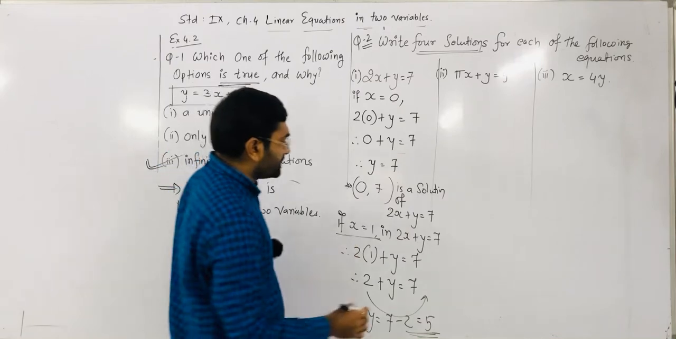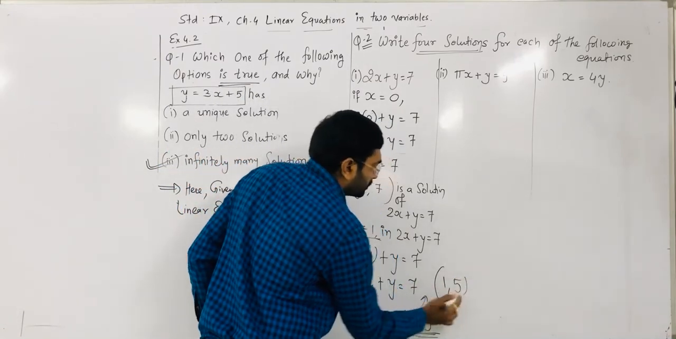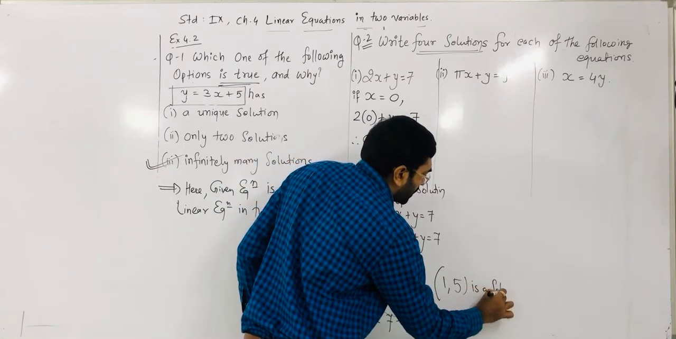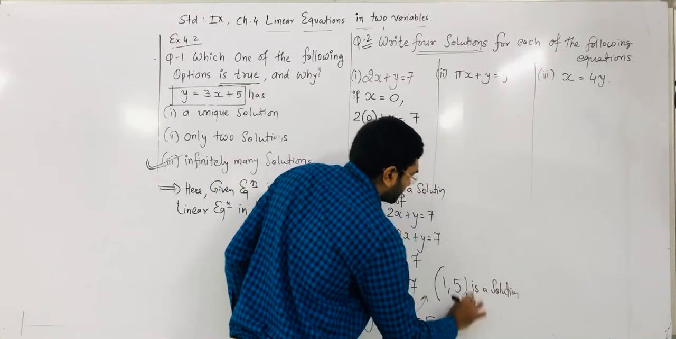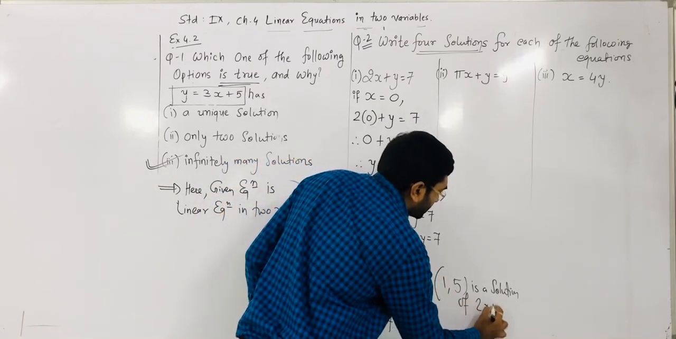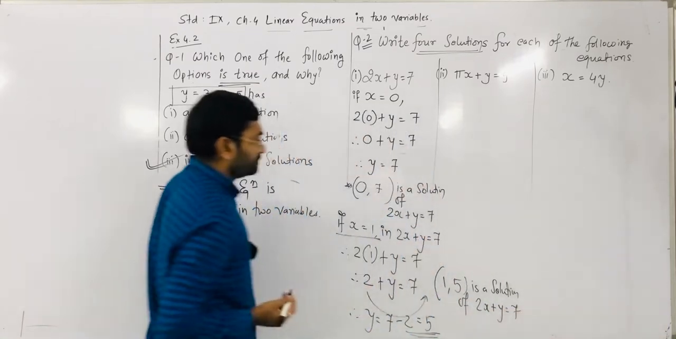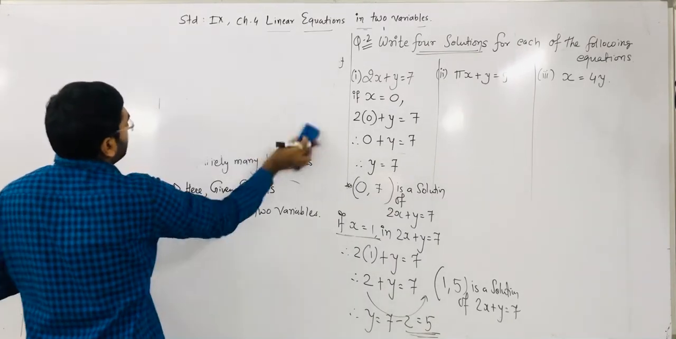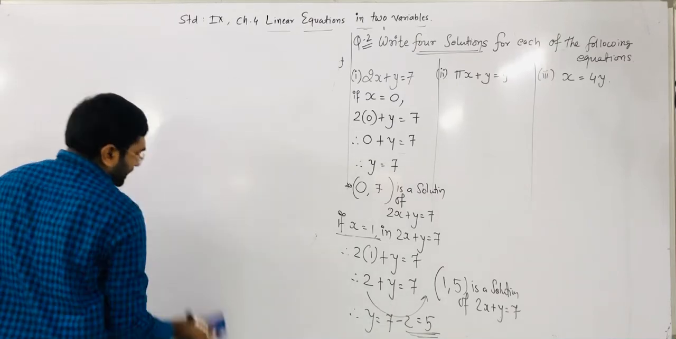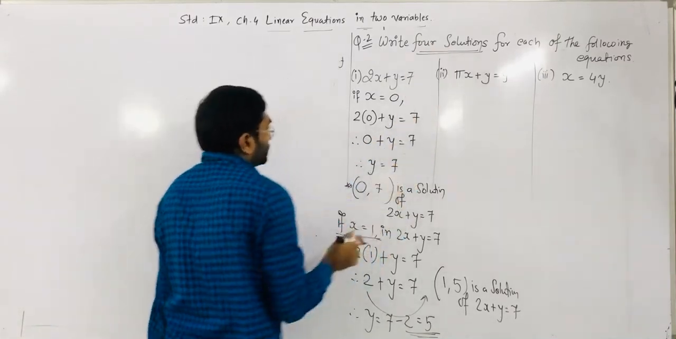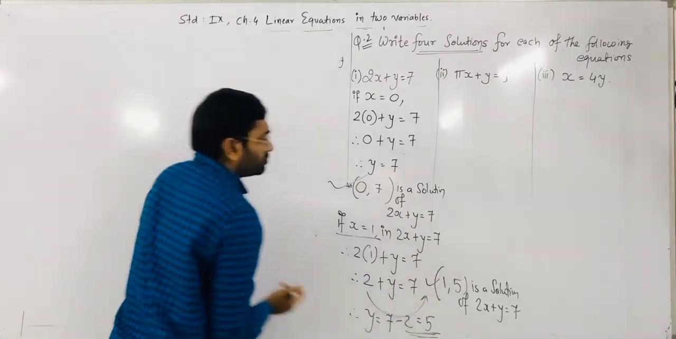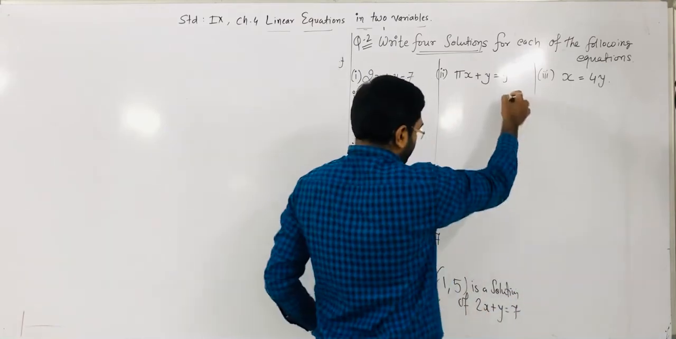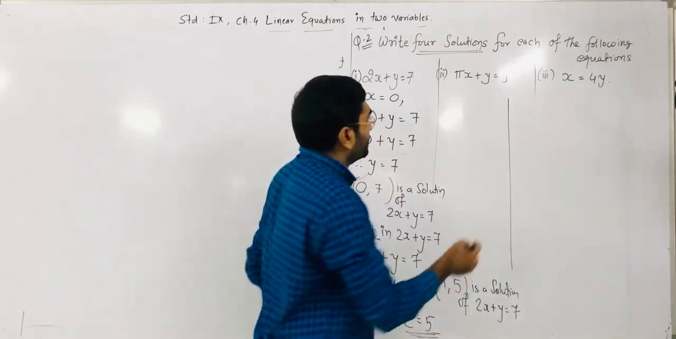So when we take x is equal to 1, then we get y is equal to 5. So we can say (1, 5), x value we have to write first, y value second, is a solution of which equation? The given equation: solution of 2x plus y is equal to 7. Here we have to find 4 solutions, because they said write down the 4 solutions. So this is our first solution, this is our second solution. Now the remaining 2 solutions we have to write.